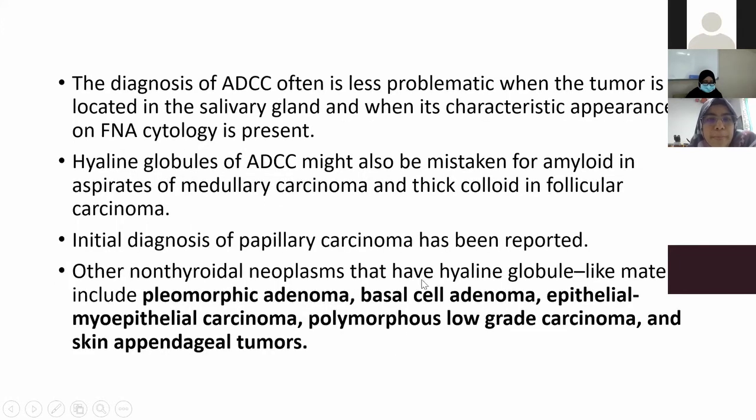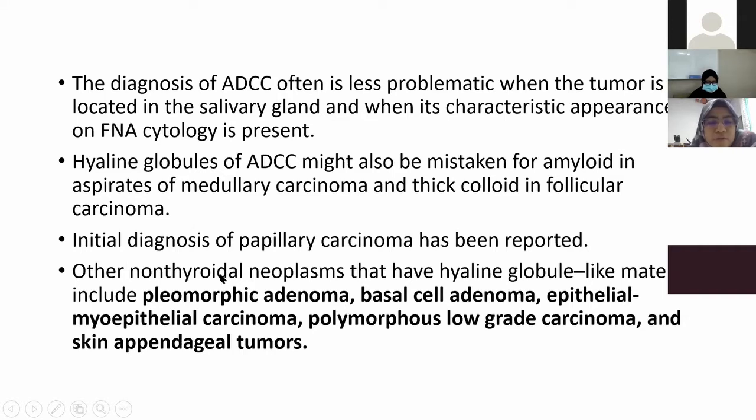However, in our case, there is multiple lymphovascular invasion seen. The diagnosis of adenoid cystic carcinoma is often less problematic when the tumor is located in the salivary gland and when its characteristic appearance on FNA cytology is seen. It's mentioned that hyaline globules in adenoid cystic carcinoma might also be mistaken for amyloid in the aspirate of medullary carcinoma and thick colloid in follicular carcinoma. In fact, a few cases diagnosed as papillary carcinoma have been reported in the literature.